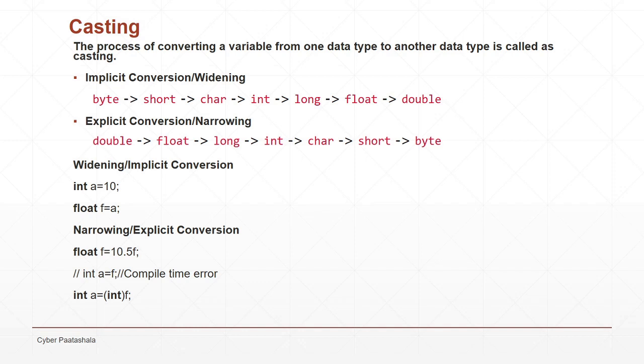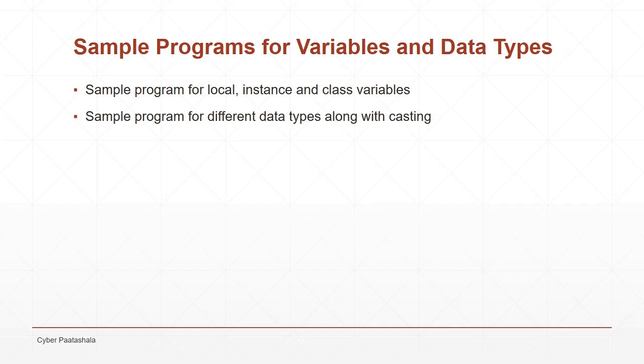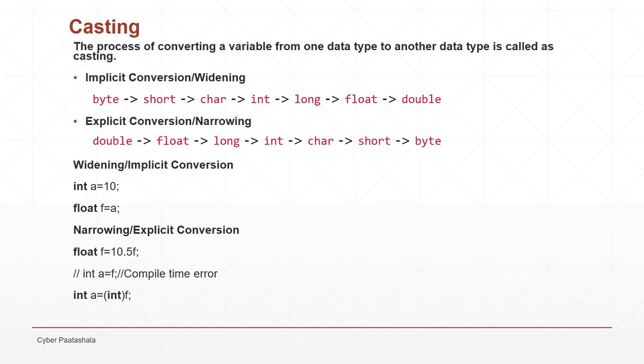Here we have two examples for implicit conversion as well as explicit conversion. So under implicit conversion, I declared a variable a as an int type, int a equals 10, and then I'm directly converting my int variable from int type to float type. Float f equals a, and this will be successfully executed.